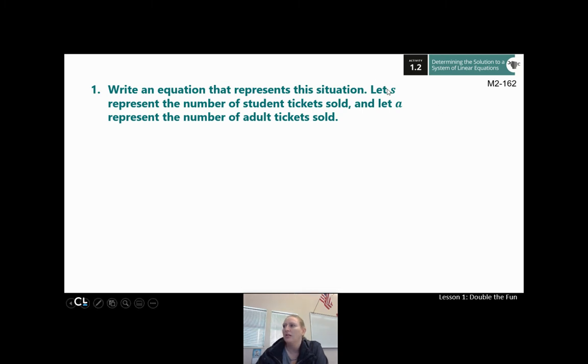So student tickets plus adult tickets tell us we got 450 tickets. So I just wrote S plus A equals 450. I felt like I could do that.